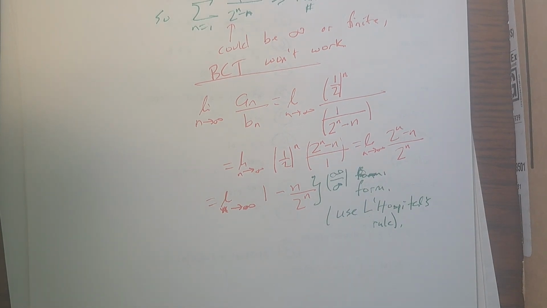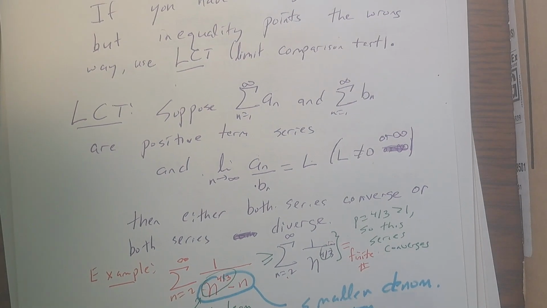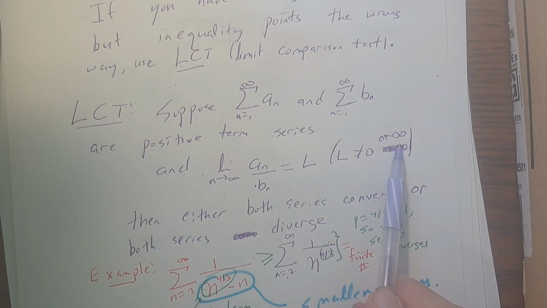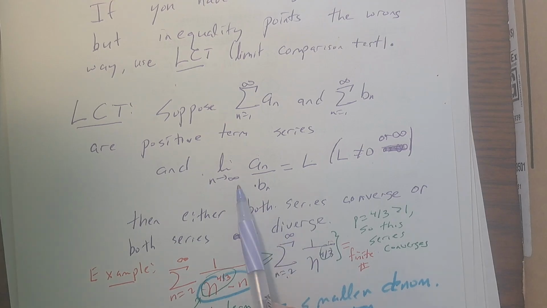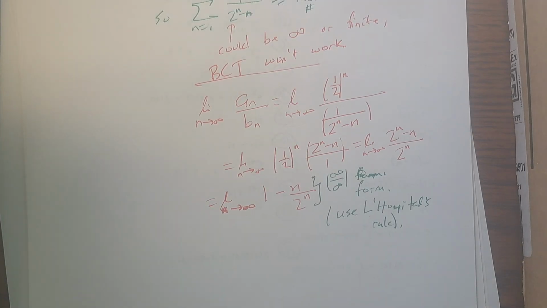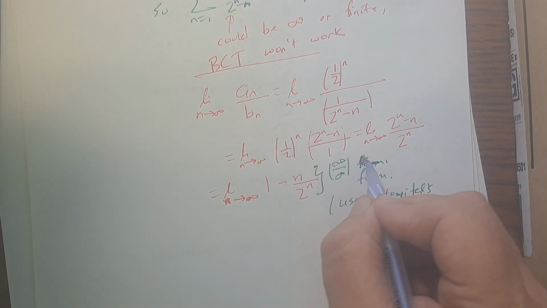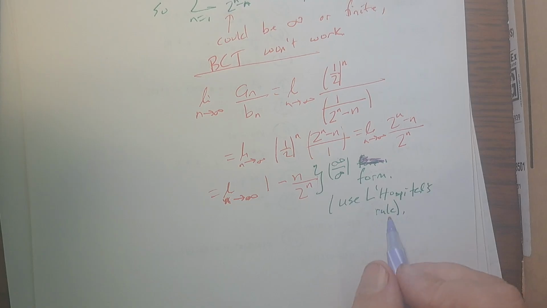And the way the limit comparison test works is if you take that ratio and it doesn't turn out to be 0 or infinity, then either both series converge or both series diverge. I was in the process of working out this limit. This one is infinity over infinity form, so to work it out, because that's an indeterminate form, we'd have to use L'Hopital's rule.